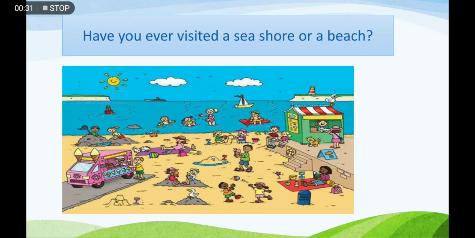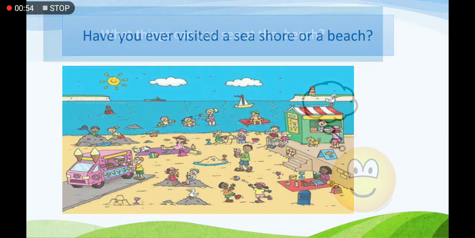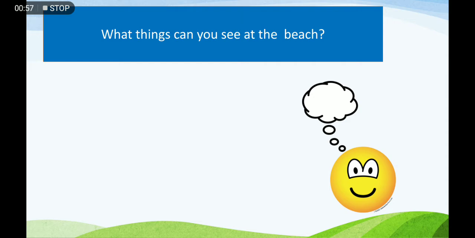So, my dear students, have you ever visited a seashore or a beach? Look at this picture carefully. Yes, I can see your hands. Very good. Most of you have seen the sea. Right. Yes, I know it's in Karachi as well. What things can you see at the beach?